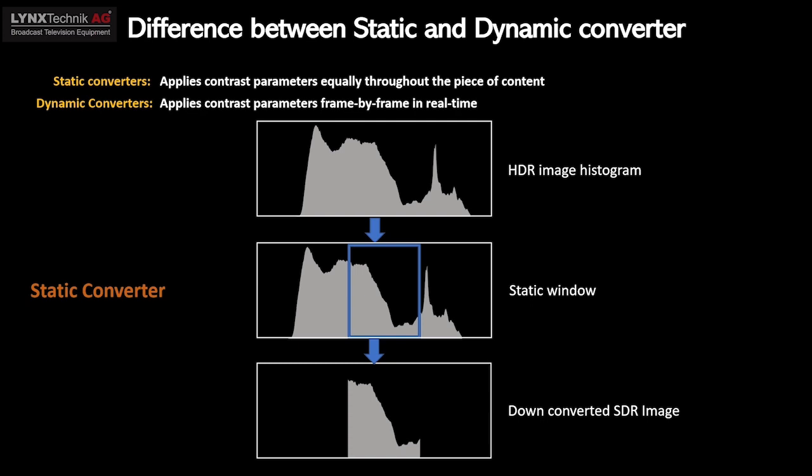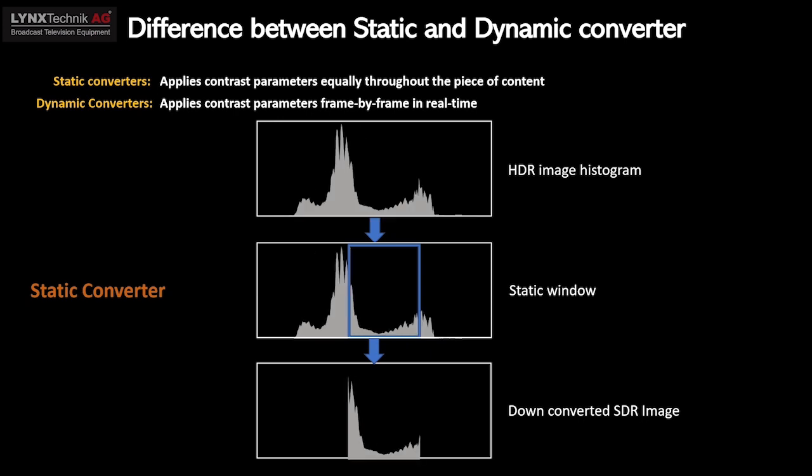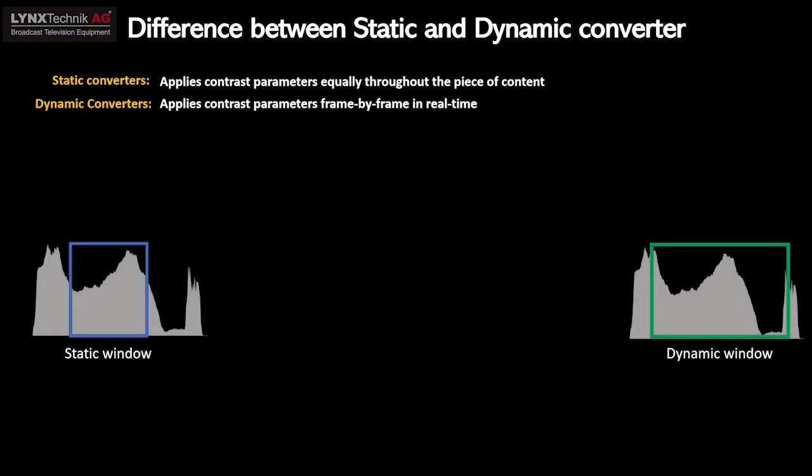For a static converter, it does not matter how the scene looks. It keeps applying the same contrast parameter to the image. The static window is always fixed and does not change its position or size when the scene changes. In case of dynamic conversion, the dynamic window does not have a fixed width like the static window. The algorithm analyzes the frame and determines the most suitable width for the dynamic window to incorporate maximum possible information of an HDR onto the SDR image. It therefore reduces the clipping and captures more information of HDR as compared to static conversion.